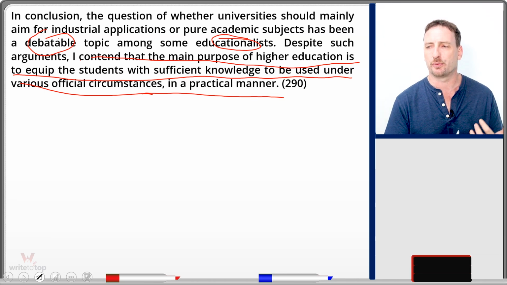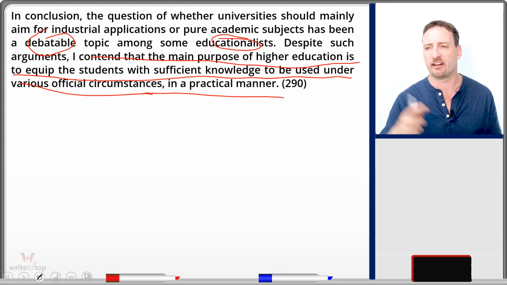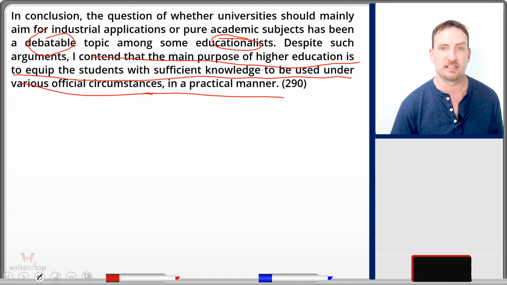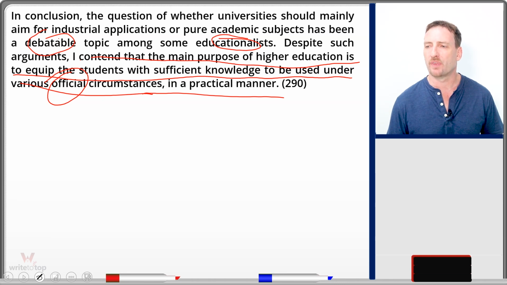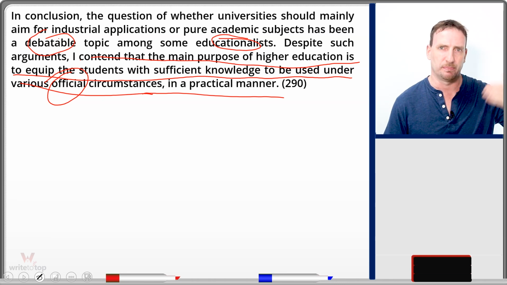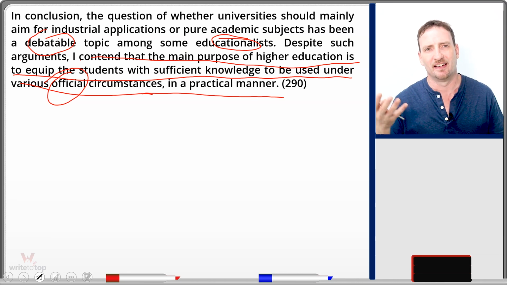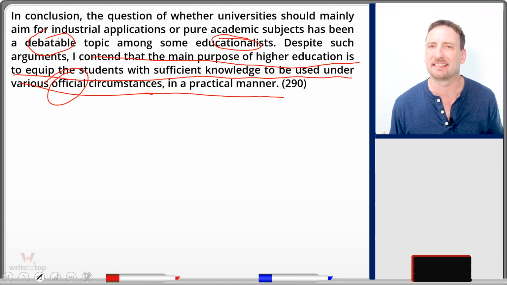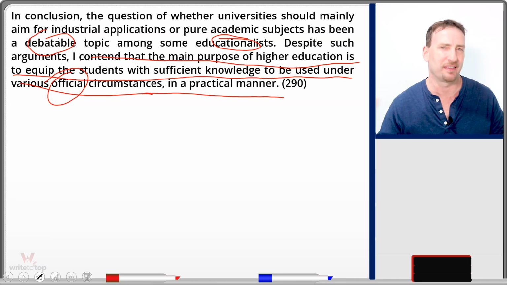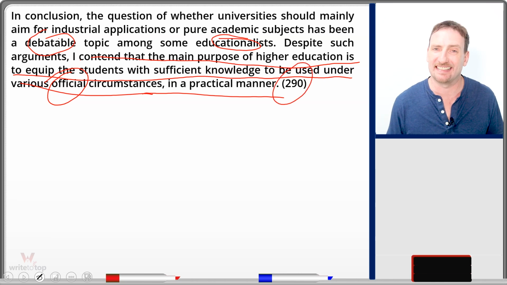So to equip students with sufficient knowledge, so that could be knowledge or practical training, to be used under various official circumstances. I'm not sure what he means by official, like in a workplace, in the government, at a school, not sure, in a practical manner. So they should be given sufficient knowledge, they should be able to do things in various contexts in a practical way. So they should be given knowledge and training is basically what this sentence says. So again, I'm not sure what the thesis is. So 290 words, that's a good number, but didn't say much.